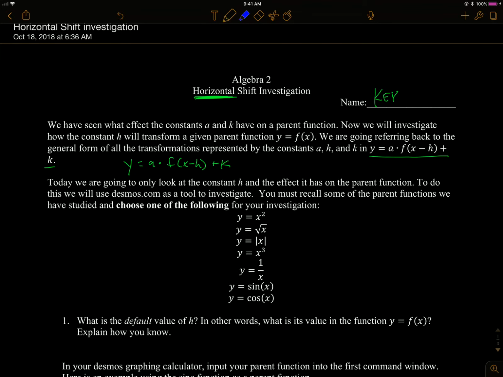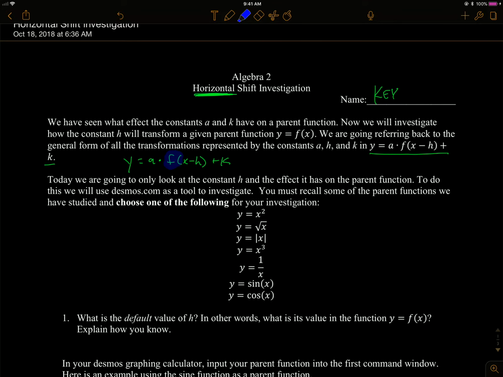Remember that f is our general function. f could be x squared, or f could be the square root of x, or f can be the absolute value of x, and so on. So what's inside the parentheses here, the x minus h, that means it's inside the function, which says that this other stuff is outside the function. So you have to think, if it's outside the function, it has a vertical effect.